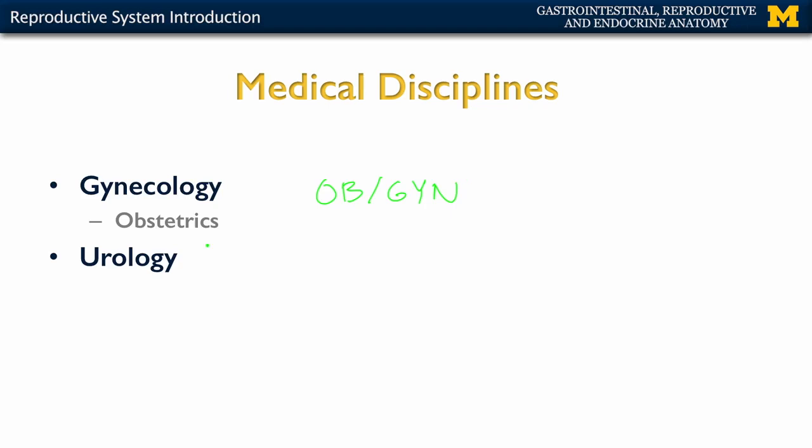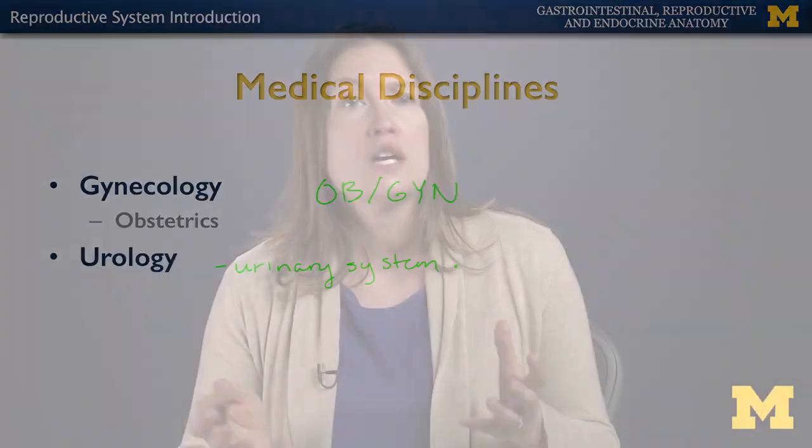Urology is going to be the study of the urinary system. We're not going to discuss all the specifics of the urinary system. That's discussed in another part of the course. However, when we're talking about the male reproductive system, these are very much intertwined, and oftentimes if you have some type of disorder with the urinary system, it will also affect the reproductive system of males. So there'll really be physicians that are trained in terms of both.